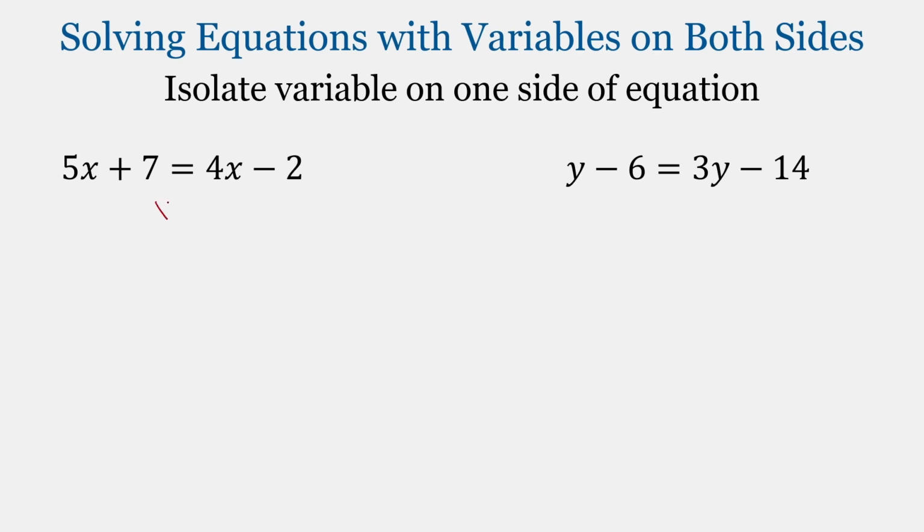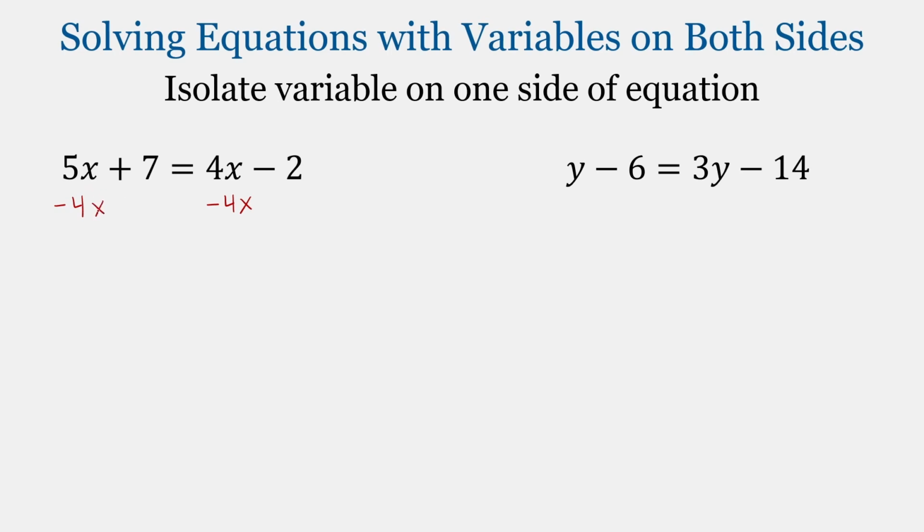We will get the variable by itself on one side of the equation with a coefficient of 1, and then everything else will be on the other side. And we will need to keep the equation balanced by performing the same operation on both sides. So one way to solve this equation is to subtract 4x from both sides of the equation. Again, we have to keep it balanced. So what we do to one side, we have to do to the other.